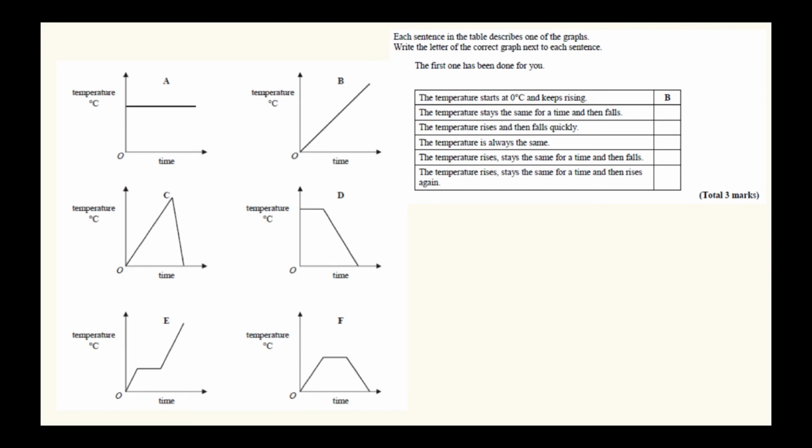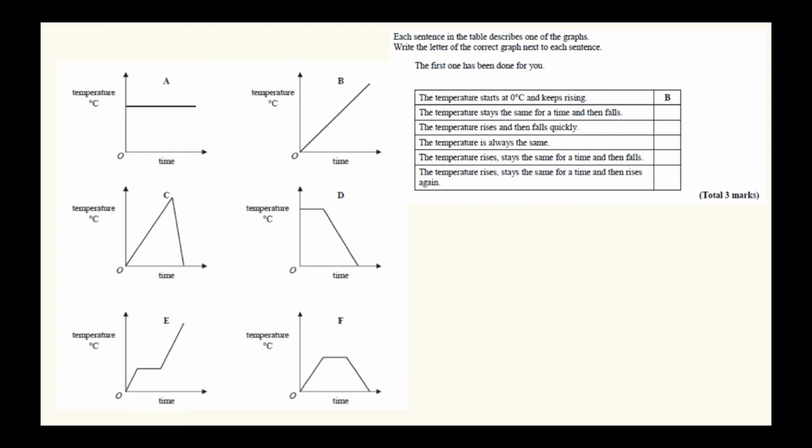So the first one says that the temperature starts at 0 degrees and keeps rising, and the answer is B. As we've seen previously in this tutorial, graphs like this show a steady increasing relationship, and the temperature is proportional to the time. So that would probably be best to go with for that first sentence. The temperature starts at 0 degrees and keeps rising.